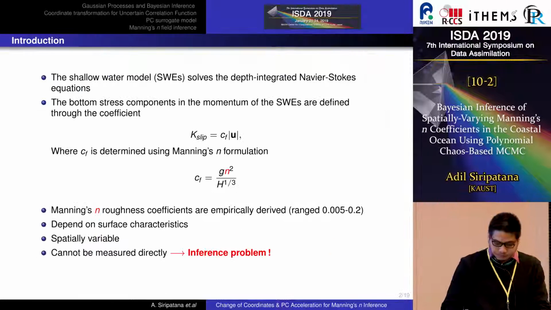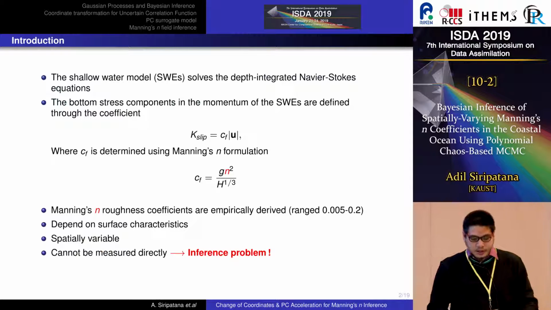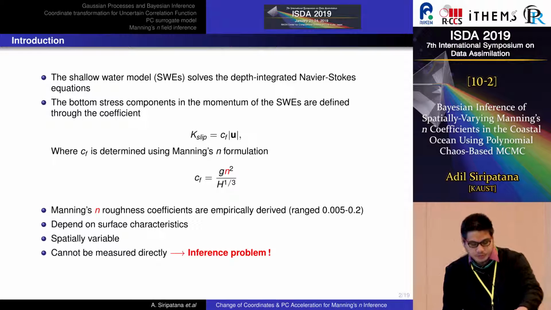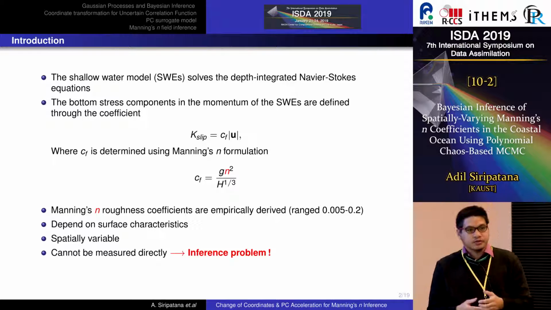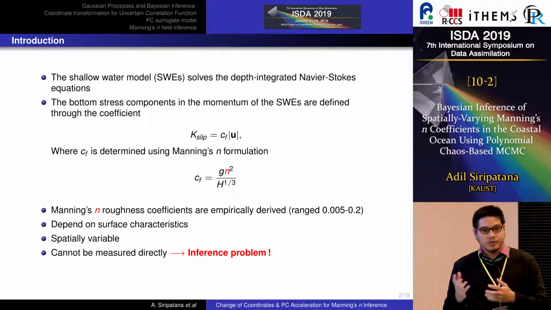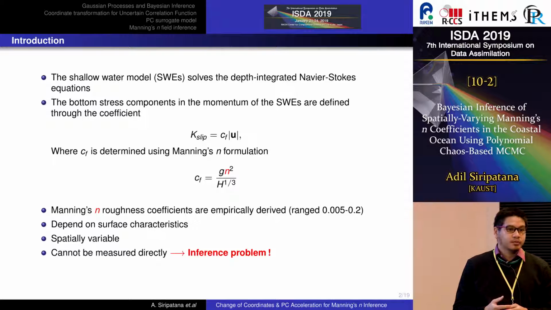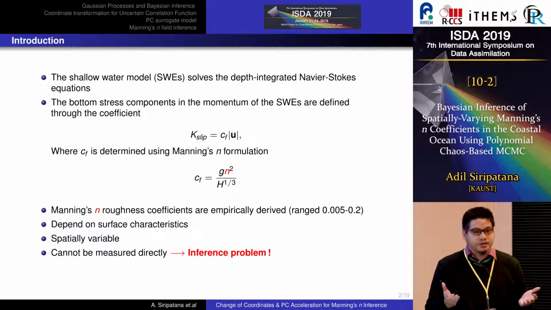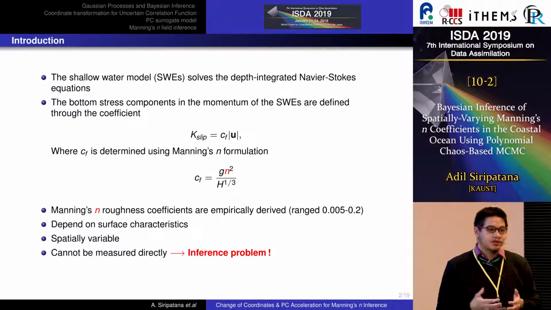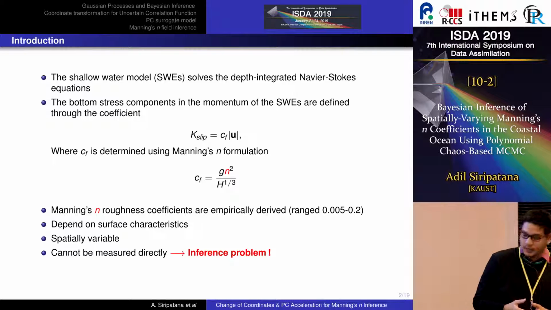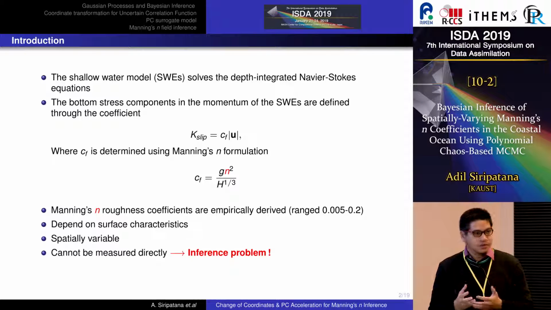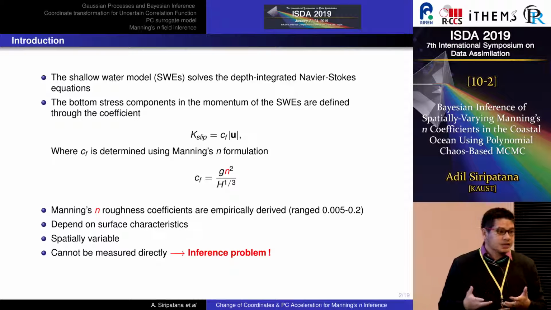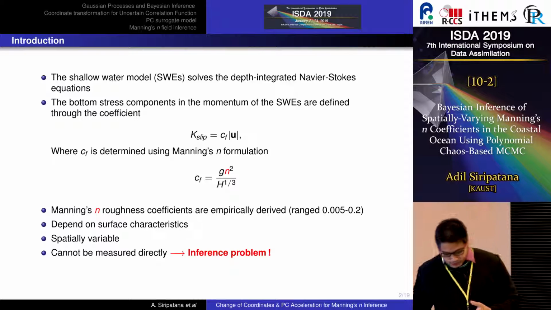chaos-based MCMC. So in this study, we work with the shallow water model, which solves the depth-integrated Navier-Stokes equations. And in this shallow water model, we have two governing equations, which are a continuity equation and a momentum equation. And in the momentum equation, we have this case-slip coefficient, which describes the bottom stress or the resistance of the water column against the seabed. And inside this case-slip coefficient, we have this so-called Manning coefficient, which is n over there.